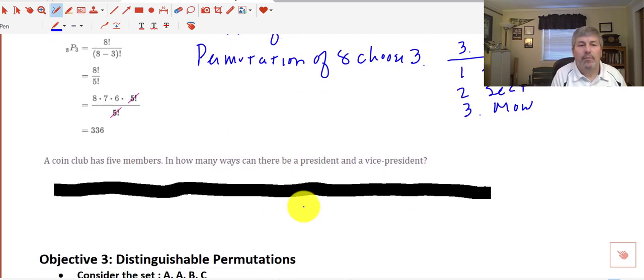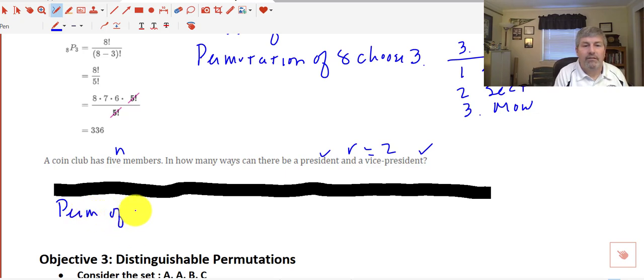Another example might be a coin club that has 5 members. In how many ways can there be a president and a vice president? Our 5 members is our n, and our president and vice president is that choose 2. Our r here is 2. It's a permutation of 5 choose 2. So you could look at it as we only have 2 spots, kind of like we did with the letters earlier, and there are 5 choices for the first one.